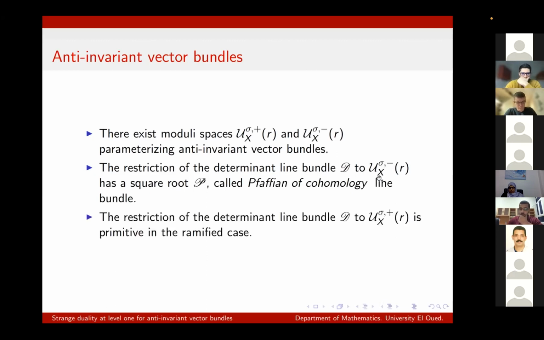But the restriction to the symmetric case is again primitive. Note that D is primitive in the whole moduli space of vector bundles. So when you restrict it to this submoduli space, in the alternating case you get a square root, but in the symmetric case, you just get a primitive line bundle.